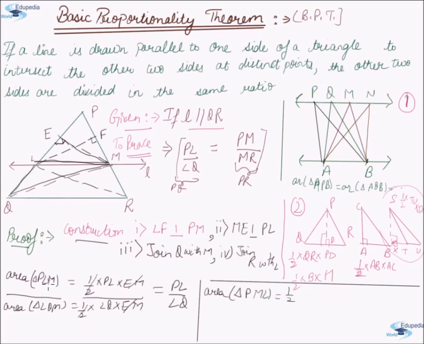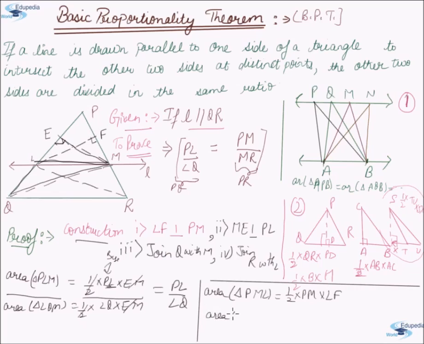Friends, in the previous part we used the base as PL because we were to introduce PL. Now we have to introduce PM, so we will be using the base PM. So half into base into height. If we take the base as PM, then the height will automatically become LF.